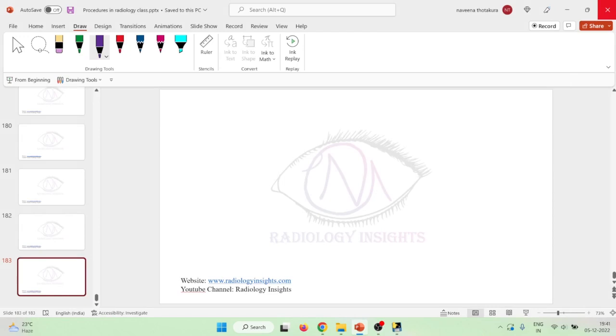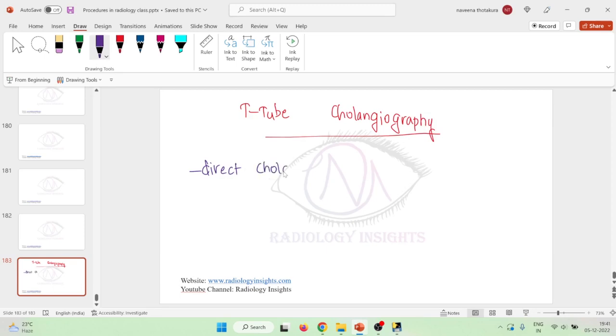Hello friends, let us now learn some important points about a procedure called T-tube cholangiography. T-tube cholangiography is a type of direct cholangiography. Because it is a direct cholangiography, it allows the study of the common bile duct.